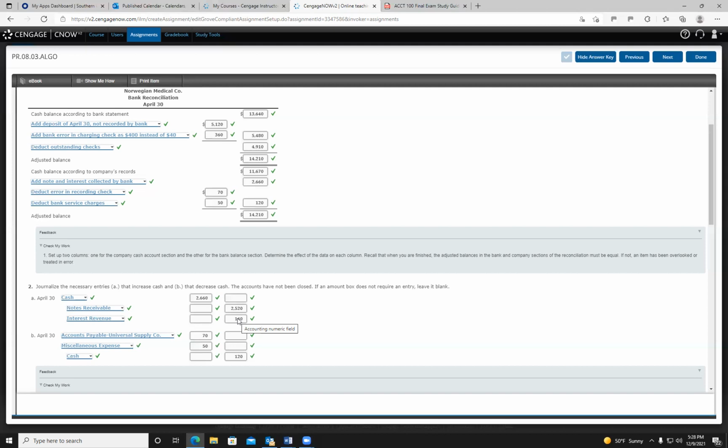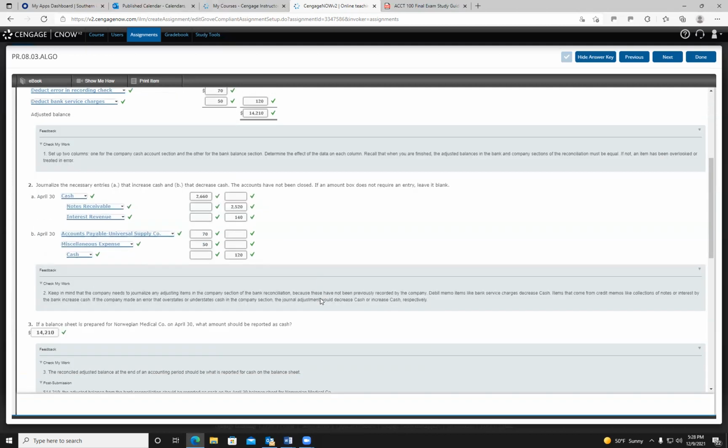And then we also have to record that bank fee, and that's just going to go under miscellaneous expense. So we'll add that in. So we have the $70 that we have to record as part of that payment that we left out, and then we have the $50 bank service charge. So we're going to end up decreasing cash for both of those, which is going to be a credit to cash for $120. All right, so that's it for the journal entries.